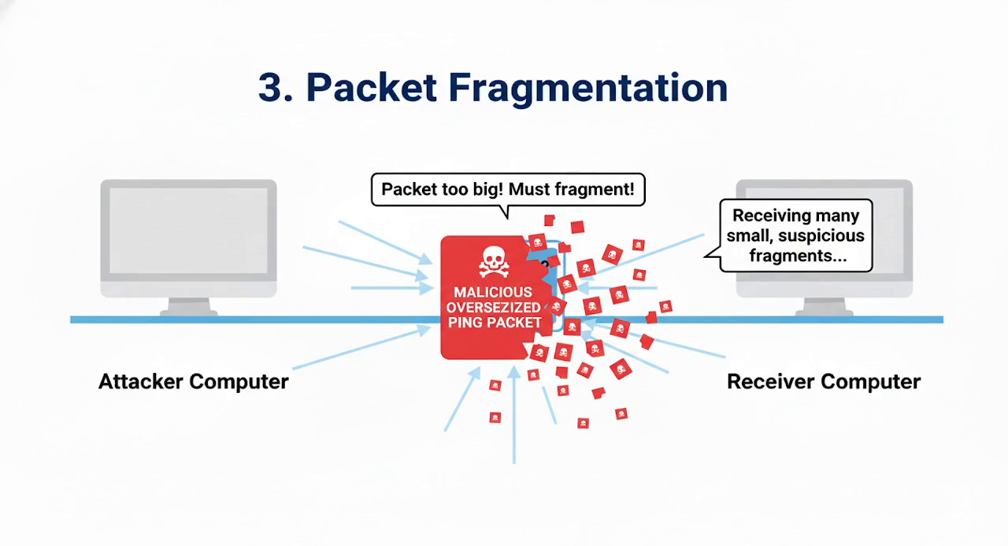The receiver computer now finds itself receiving many small, suspicious fragments. It's tasked with reassembling these fragments into the original oversized invalid packet. This reassembly process, especially when the fragments are malformed or excessive, is what ultimately exhausts the receiver's resources and can lead to system crashes or instability.